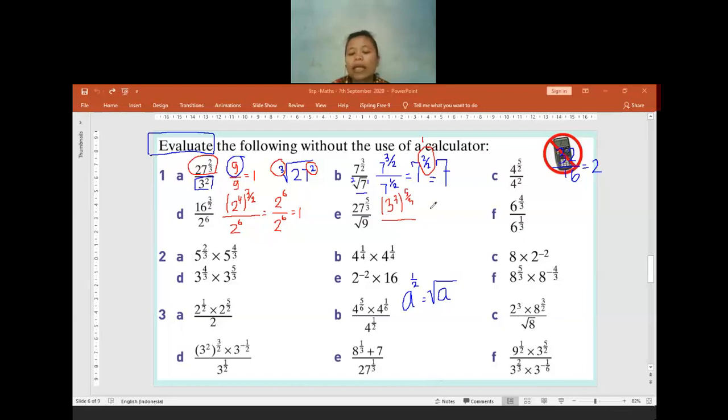So we can keep it as 3 to the power of 5. Now for the denominator, we have square root of 9. Square root of 9, the answer will be equals to 3. So now we have 3 to the power of 5 divided by 3. The answer will be equals to 3 to the power of 4.